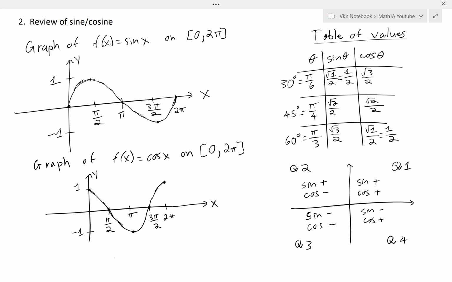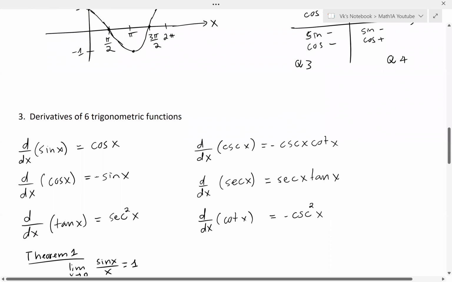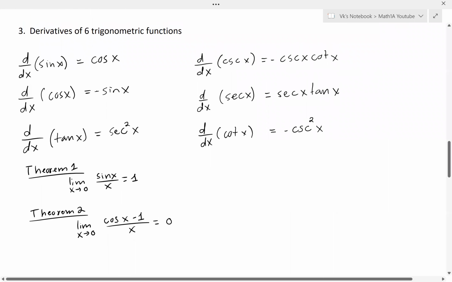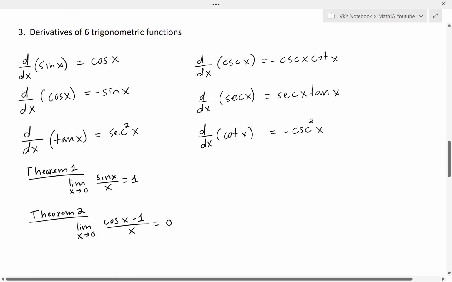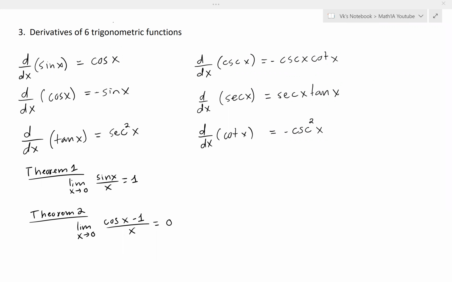Now we are ready to move on to 3.3, derivatives of trigonometric functions. Derivative of sine is cosine. Derivative of cosine is negative sine. Derivative of tangent is secant square. Derivative of cotangent is negative cosecant square. Derivative of secant is secant tangent, and derivative of cosecant is cosecant cotangent. Put a negative in front.